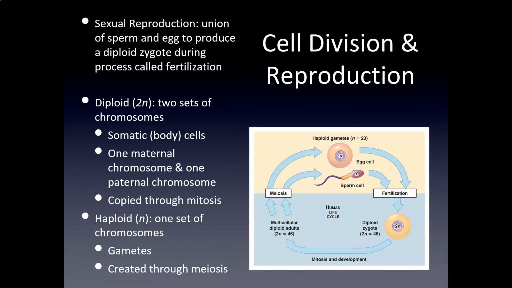Now, there are two major terms on this slide that we need to make sure we understand. That's the idea of a diploid cell versus a haploid cell. When I talk about diploid cells, if we look at any of your somatic cells, if I pull out a muscle cell, a neuron, or a skin cell, those cells are all diploid cells.